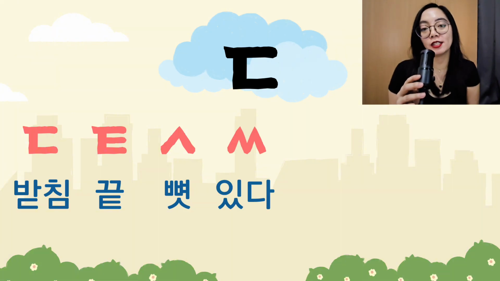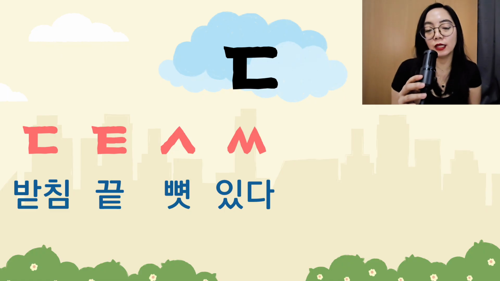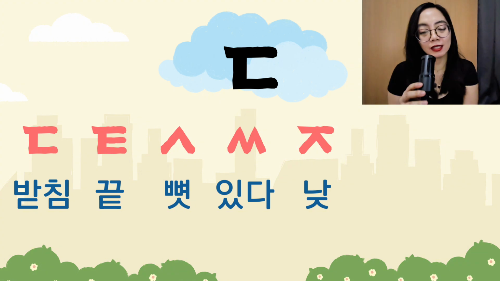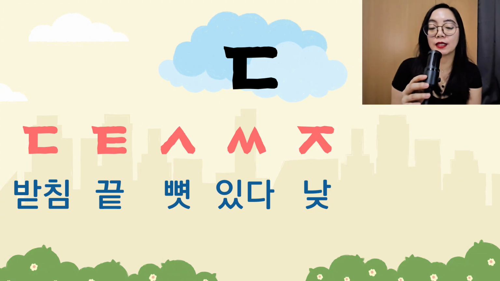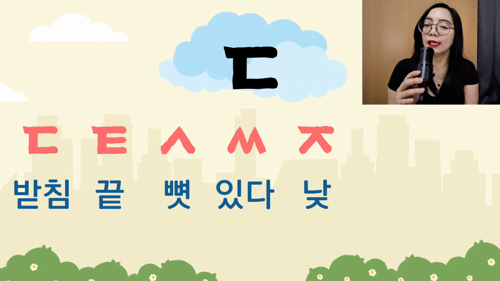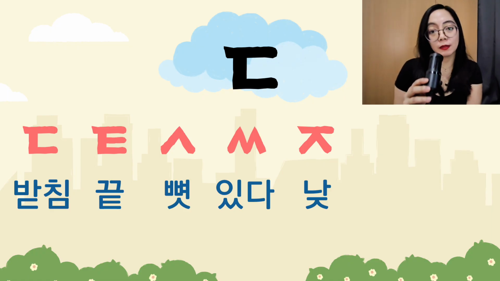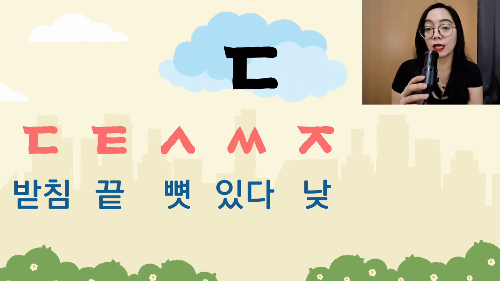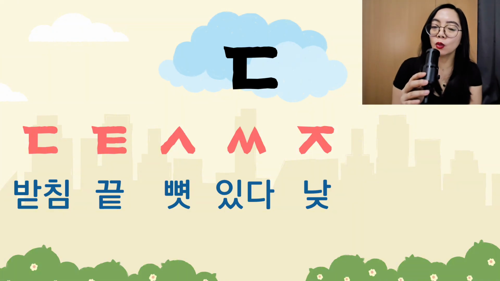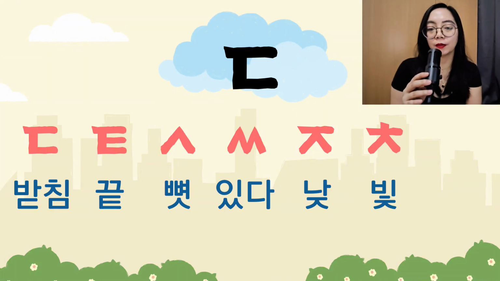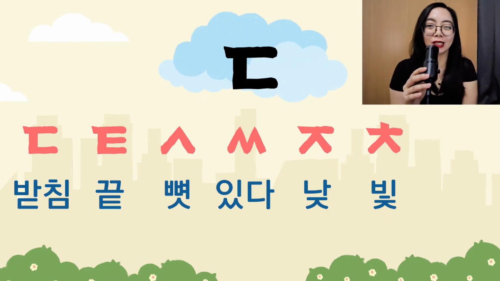Similarly, this consonant is also pronounced as t as a final consonant sound, like in the word ita, which means to have. Even this consonant is pronounced as t as a final consonant sound, like in the word nat, which means afternoon. So if this basic consonant is pronounced as t as a final consonant, so will its aspirated counterpart, like in the word bit, which means light or glow.